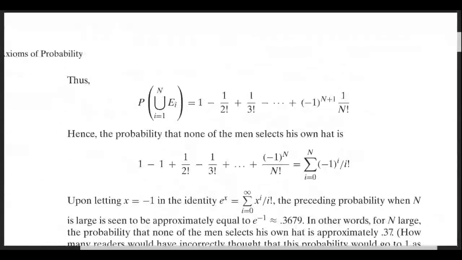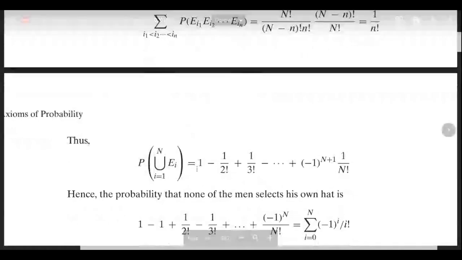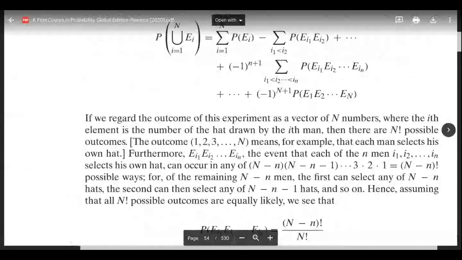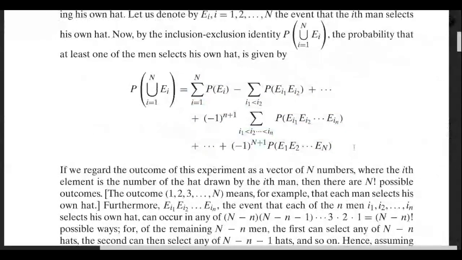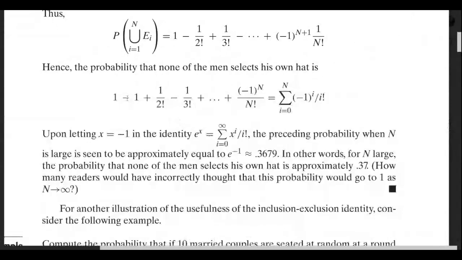Hence, what do we get? If we do the calculation, we get the probability of the union of all these events equals 1 minus 1/2 factorial plus 1/3 factorial. That's going back to use this formula. So in the end, what do we get? This looks like a series. Yes, indeed, it is a series. So that's (-1) raised to i divided by i factorial, where i goes from 0 up to n.